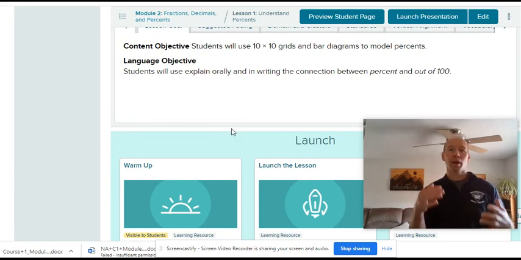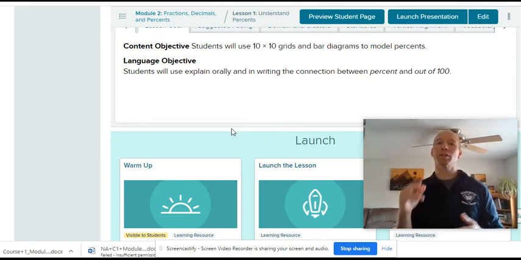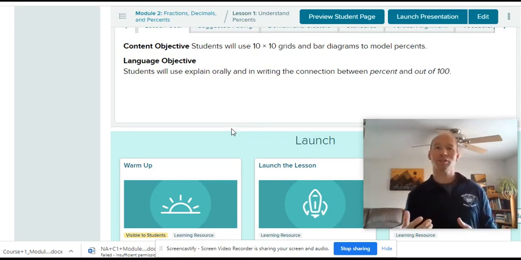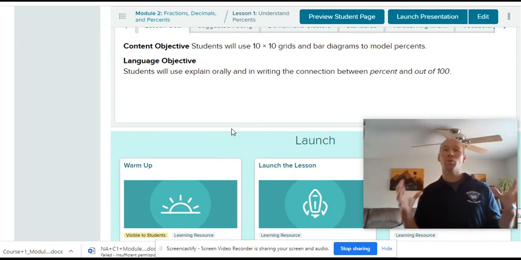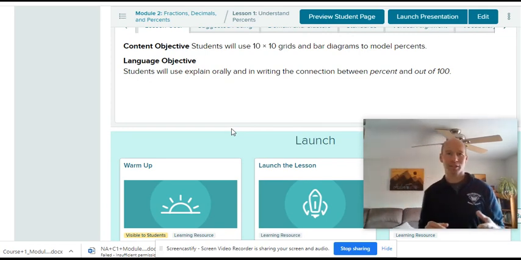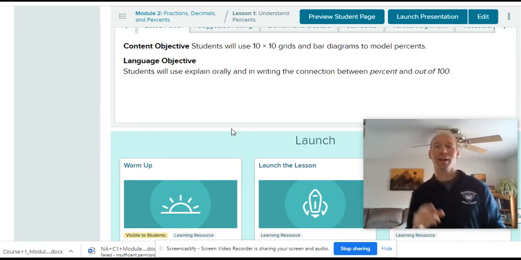All right, so think about this. Can you use a 10 by 10 grid to model percents? Can you use a bar diagram to model percents? Could you write the connection between percent and out of 100? That's going to be your exit ticket today. On the exit ticket, you're going to write the connection between percent and out of 100.